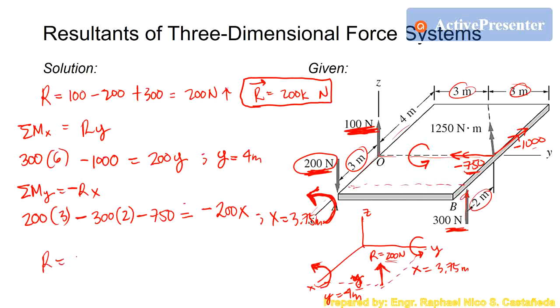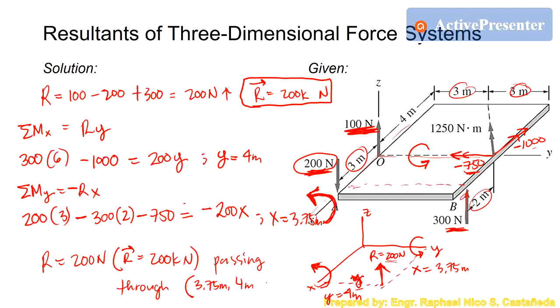The final answer is the resultant is a 200 newton force in the positive z direction, or in vector form, R equals 200 k newtons, passing through the point. If we write the coordinates, 3.75 meters, 4 meters, 0, this is the coordinate of that point, the location of the point where it passes through the plate. So this will be our final answer.